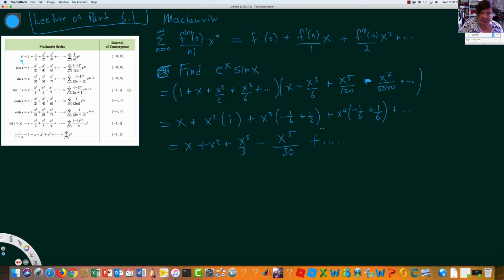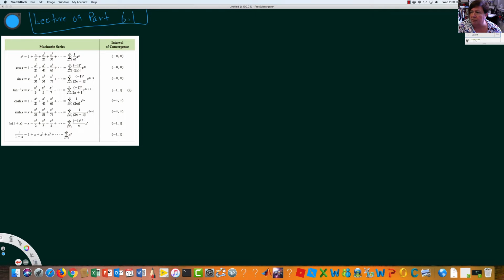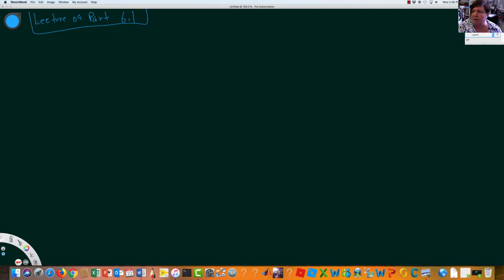Okay, now adding series is a little more complicated, and it's a little more complicated because you need to have the same index, right? So you need to have the same start of the index when you're done. Okay, well, let's see how that works. I'm going to get rid of all this. So get rid of this. Okay, new layer. All right, so let's look at addition of series.